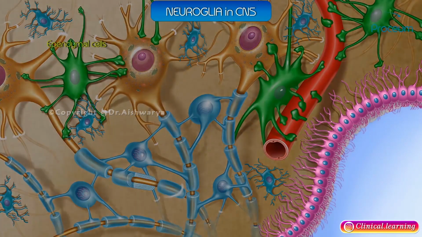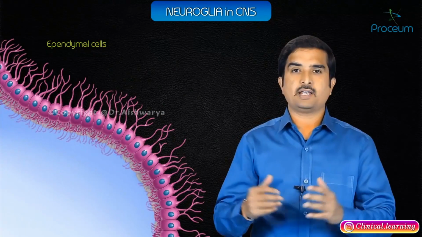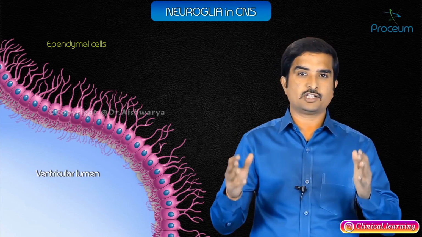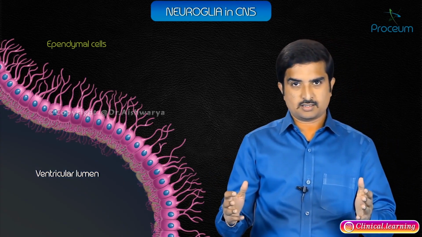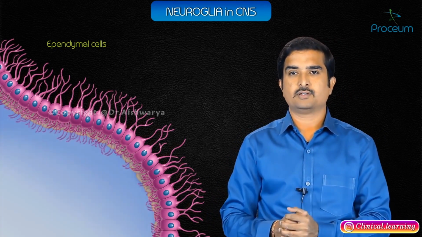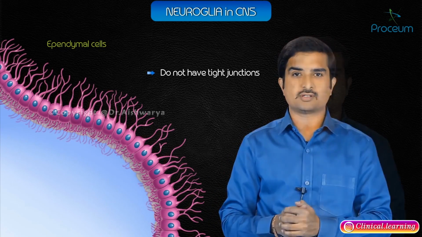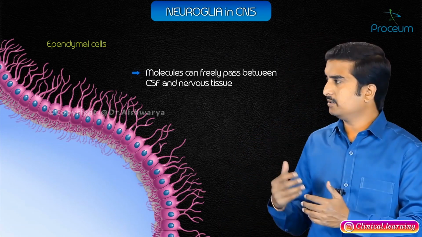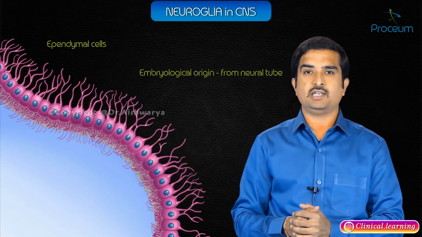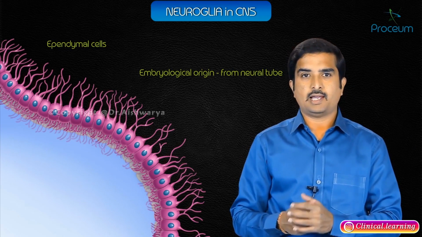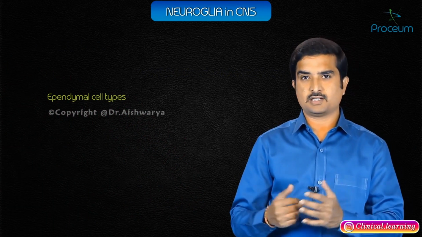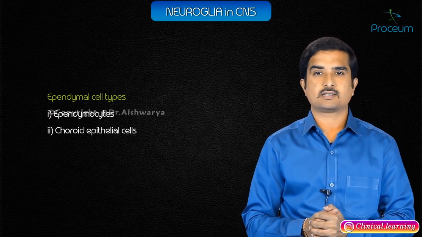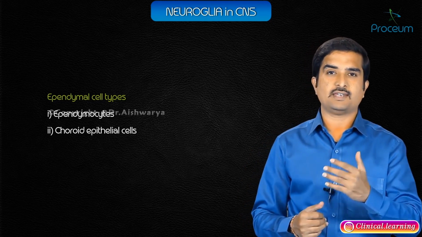And next are the ependymal cells. The ependymal cells line the ventricles of the brain and also the central canal of the spinal cord. These cells are arranged in a single layer fashion, and they do not form tight junctions, and hence the molecules can freely pass between the CSF and the nervous tissue. Embryologically, they are derived from the neural tube, and there are totally three types of ependymal cells. The first one is ependymocytes, second is the choroid epithelial cells, and the third one is tanycytes.